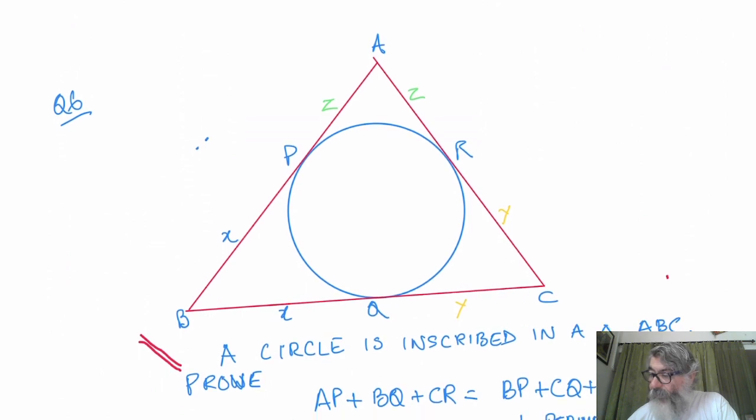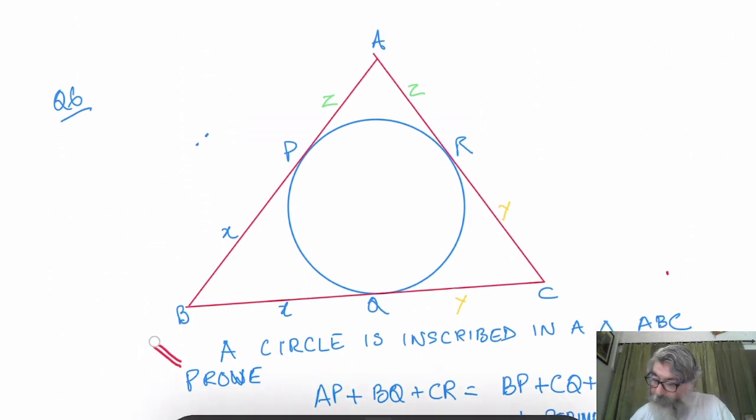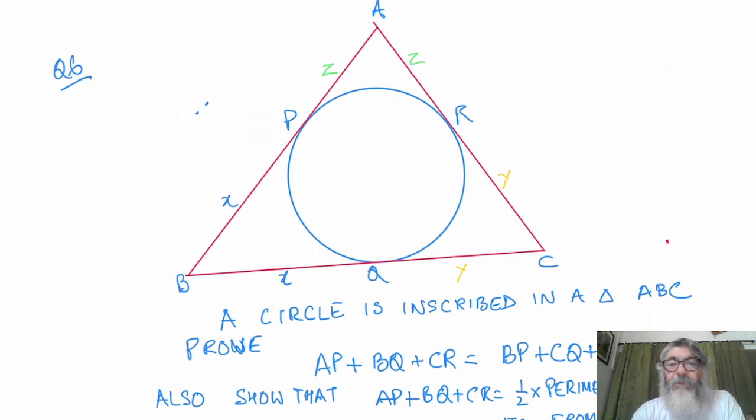In the next question, it is given that a circle is inscribed in a triangle ABC, or a triangle is circumscribing a circle, and this circle is touching the triangle at points P, Q, and R. We are asked to show that AP plus BQ plus CR will be equal to PB plus QC plus AR. That is what we have to prove.